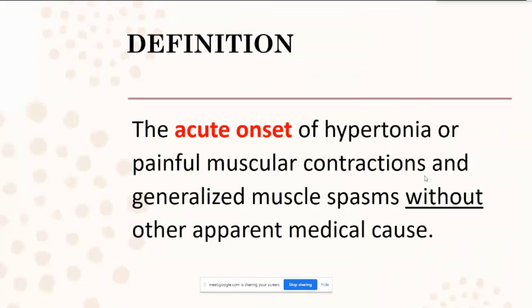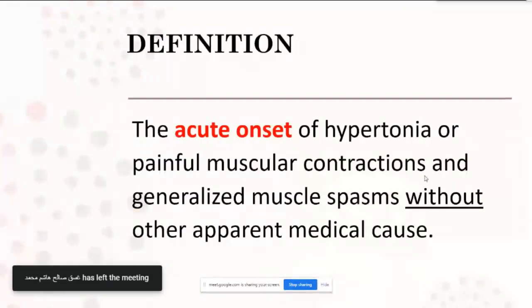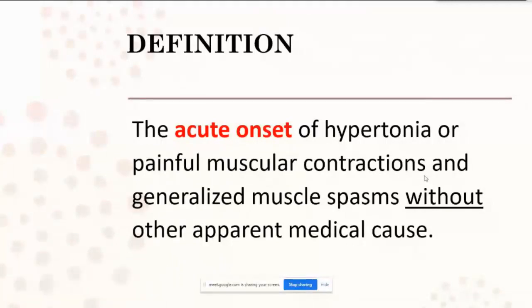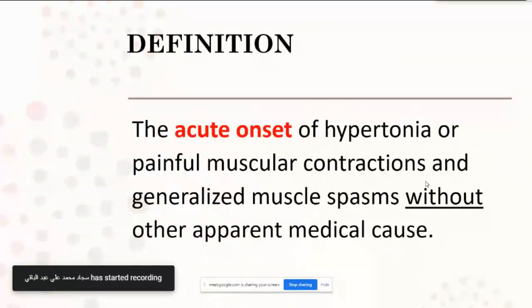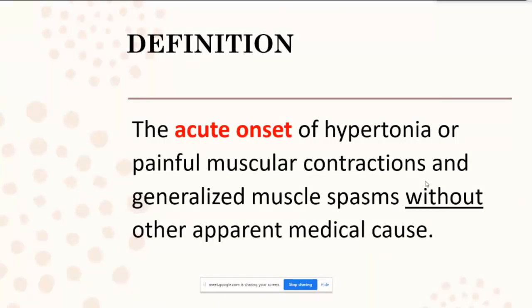Okay. So what about the definition of tetanus? Indeed, the definition: it is the acute onset of hypertonia or painful muscle contractions and generalized muscle spasms without other apparent medical cause. So this is important. This is the definition of tetanus, because there are drugs that may cause painful muscle contractions and spasms. So after exclusion of other drugs and diseases, this is included in the definition of tetanus.